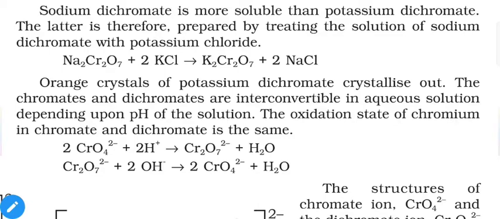So as we already saw in the previous reaction, when we have acidic medium, we can convert chromate, CrO4 2-, into dichromate, Cr2O7 2-. Similarly, we can reverse that reaction. That means by changing the pH, we can interconvert chromates and dichromates into each other. The oxidation state of chromium in chromate and dichromate is the same. Now let's check that point.